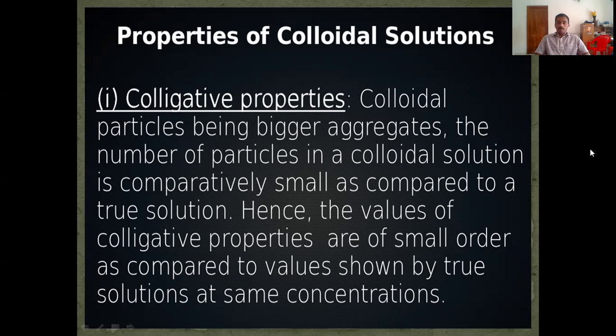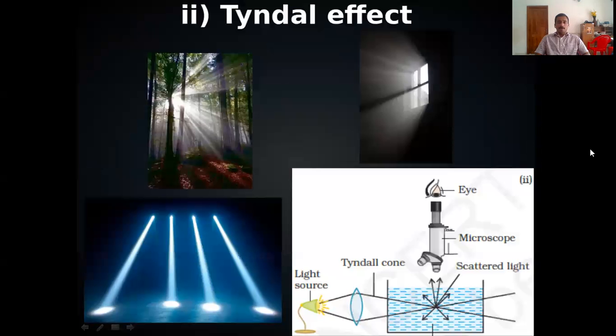Next important property, Tyndall effect. What is Tyndall effect? You can see some examples of Tyndall effect here. When light enters into a dark room, the path is visible. That is due to Tyndall effect. In a room, there will be a colloid due to the dispersion of dust particles in the air. So when light enters into a dark room, the path is visible. That is due to Tyndall effect.